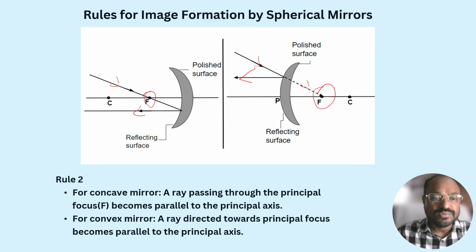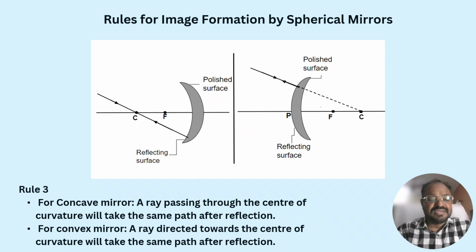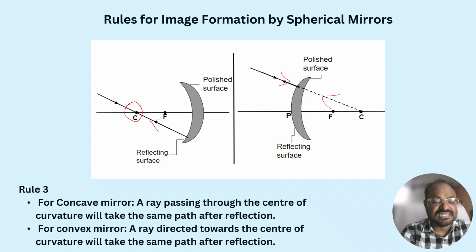This is rule 2. Rule 3 is a very simple rule. A ray passing through the center of curvature will retrace its own path. We can see it comes back along the same path after reflection in both convex and concave mirrors. So in general, a ray passing through the center of curvature will retrace its own path, or we can say it will take the same path after reflection.